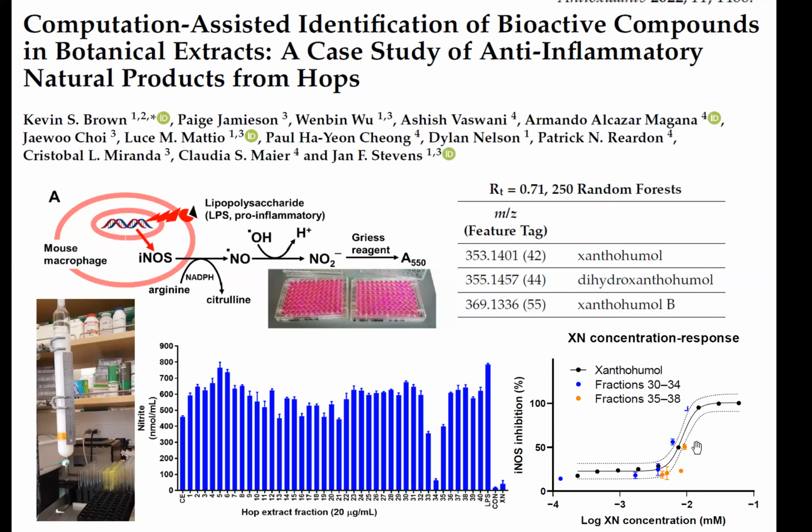You can see the fractions 30 to 34 are shifted a little bit to the left, so that means there is something in there that helps with the activity of the pure compound, whereas in the late fractions there is something that is actually pro-inflammatory. And then, of course, you can look again at your data for masses that are predictive of the inhibition. If you read the paper, I don't have time to talk about it today, but we actually identified the pro-inflammatory compound in those fractions as well.